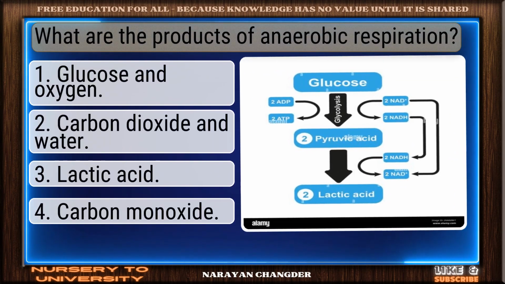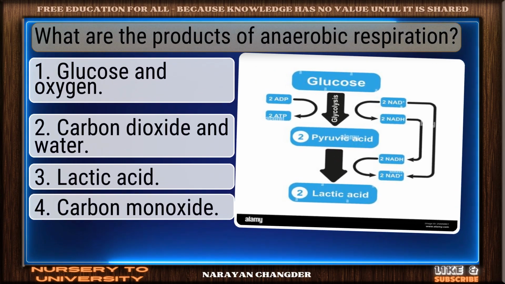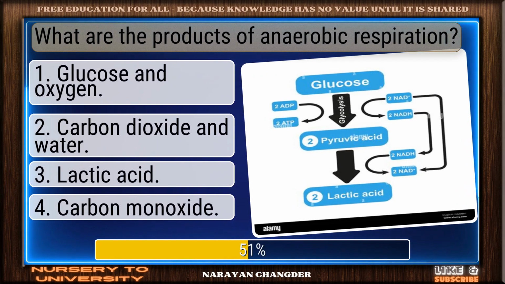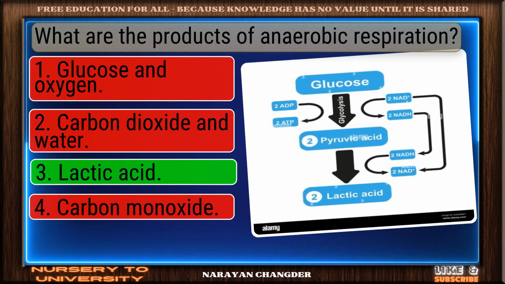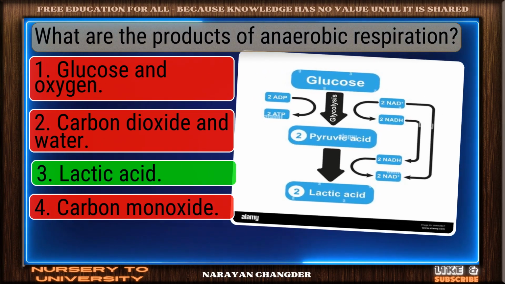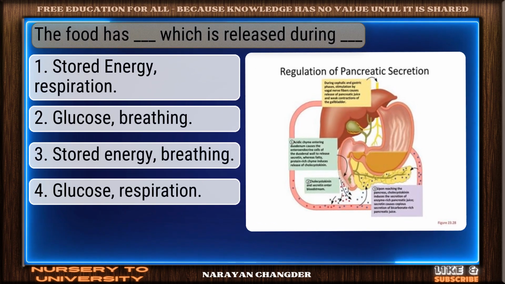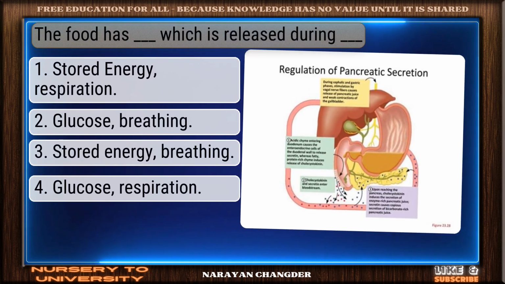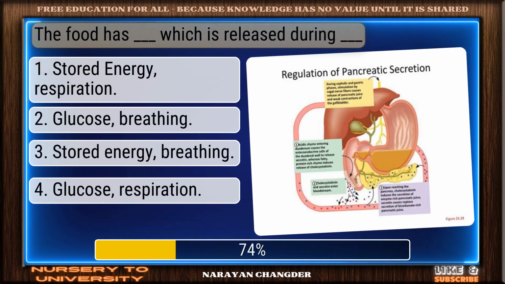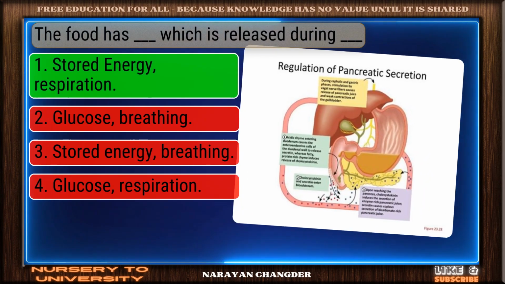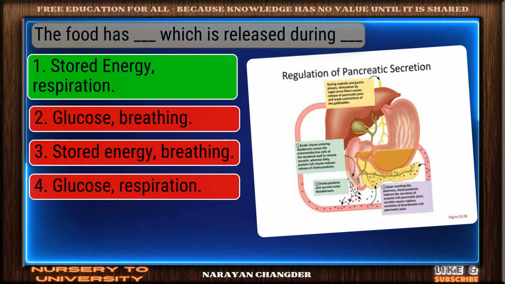Question number 15. What are the products of anaerobic respiration? On track. Lactic acid is the correct answer. Question number 16. The food has dash, which is released during dash. Great thinking. Stored energy, respiration, is the right choice.